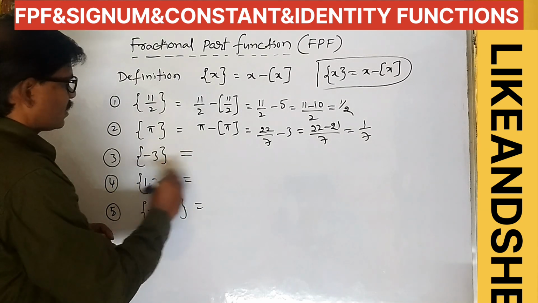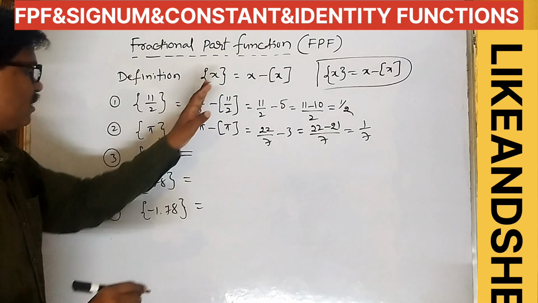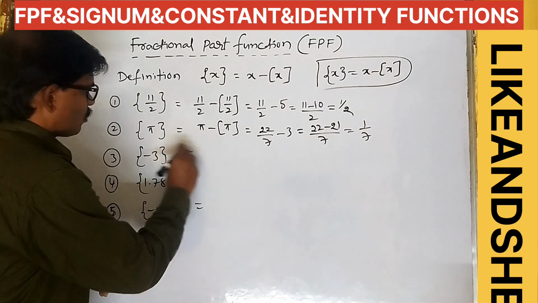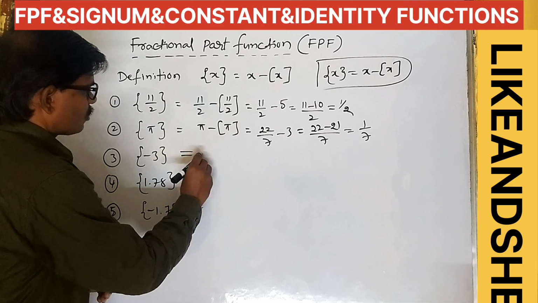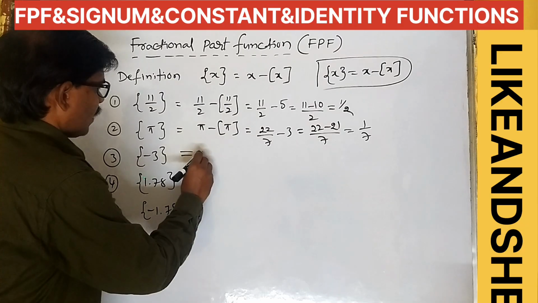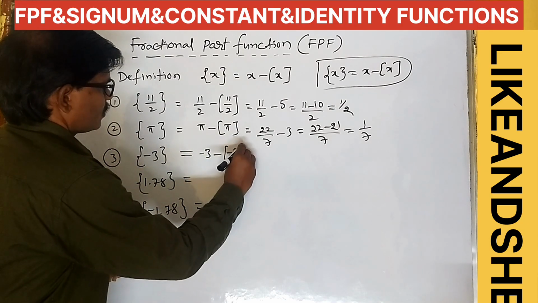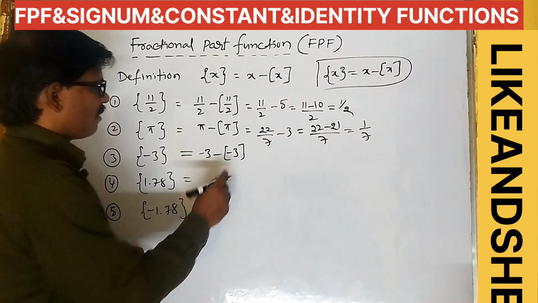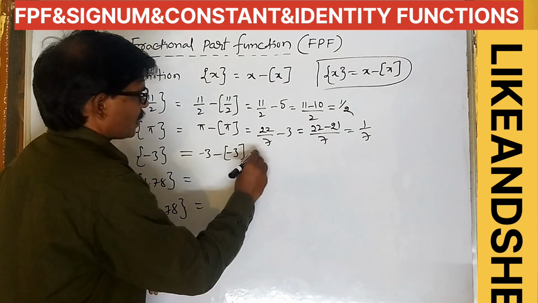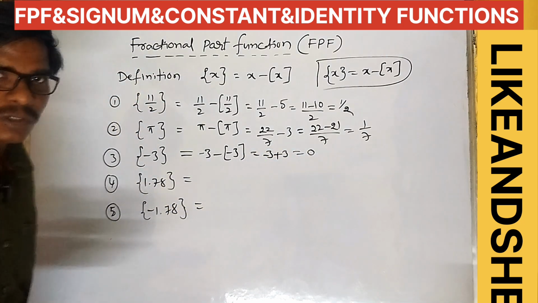Next, the fractional part of minus 3. The fractional part of minus 3 is 0. Why? The fractional part of minus 3 is equal to minus 3 minus step of minus 3. The step of minus 3 is minus 3 only. So minus 3 plus 3 equals 0. The fractional part is 0.